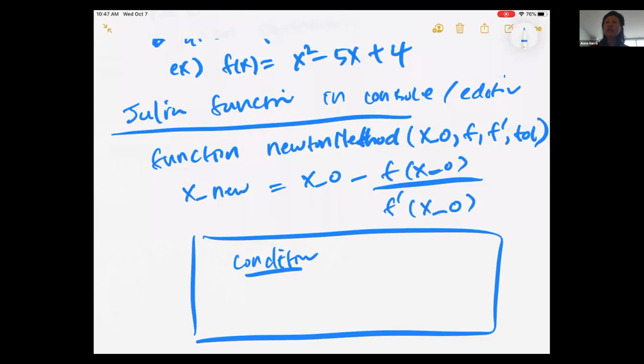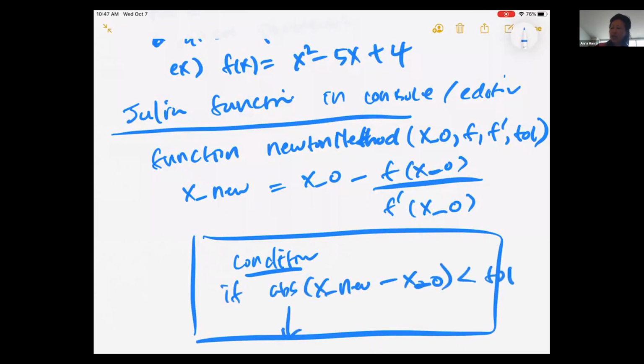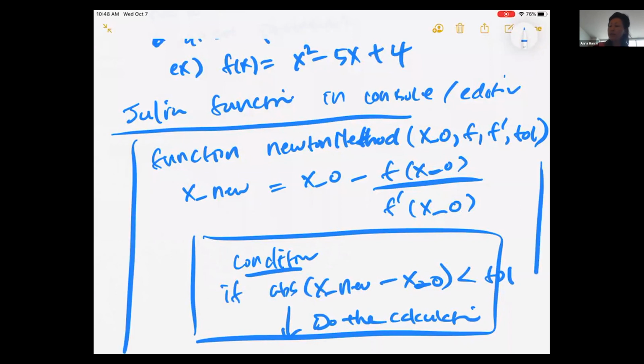Then you need to write down the conditions right here. How long are you going to do your iterations? You want to do your iteration as long as what? You're going to say if the absolute value of x new minus x0 is less than the tolerance, and do the calculation that we've done. So this is like a frame of the program that you need to write.